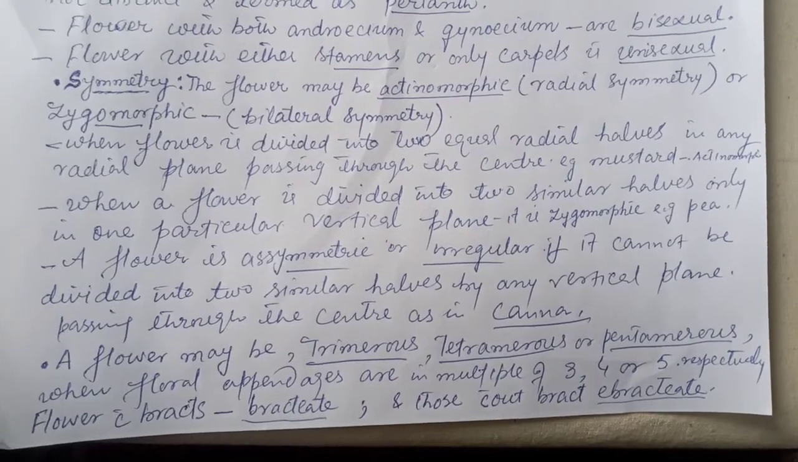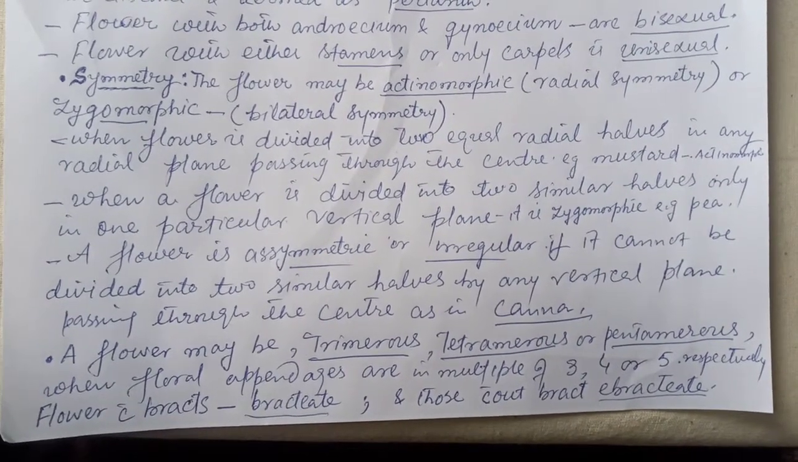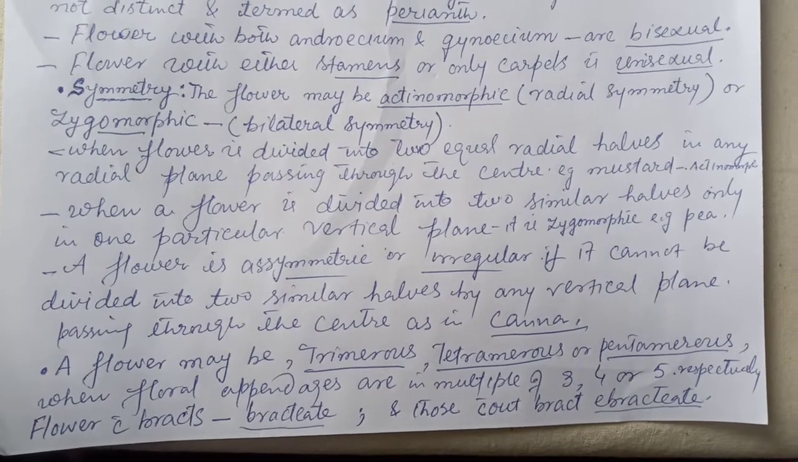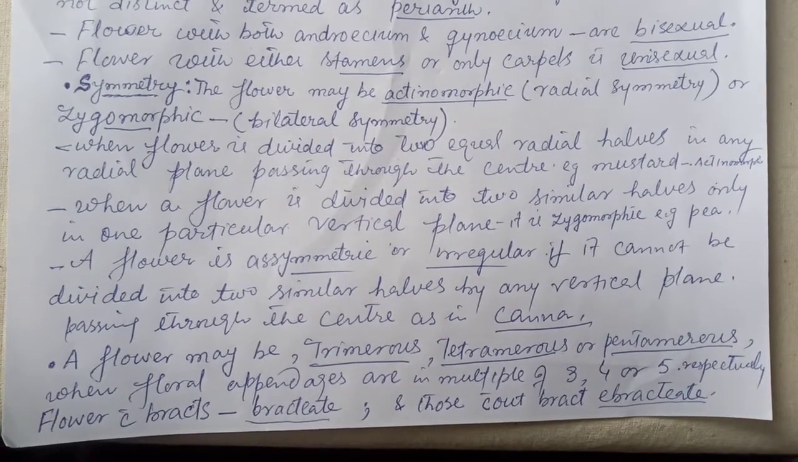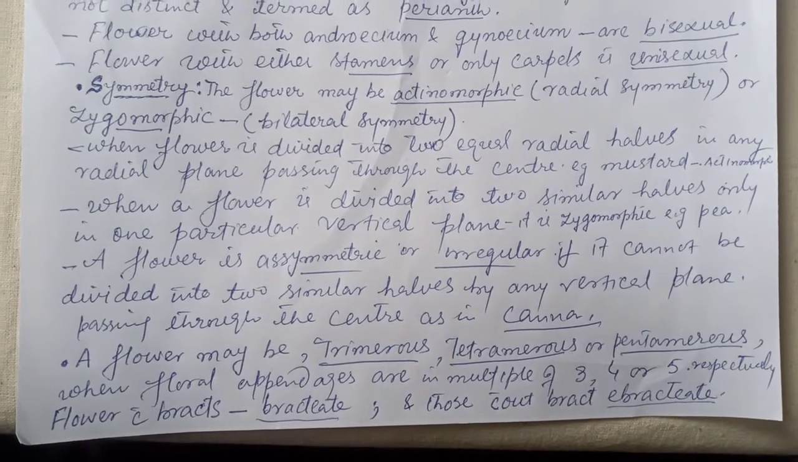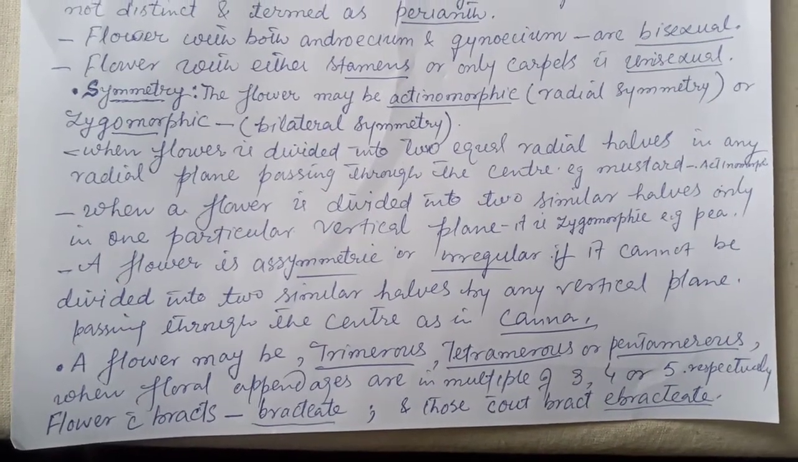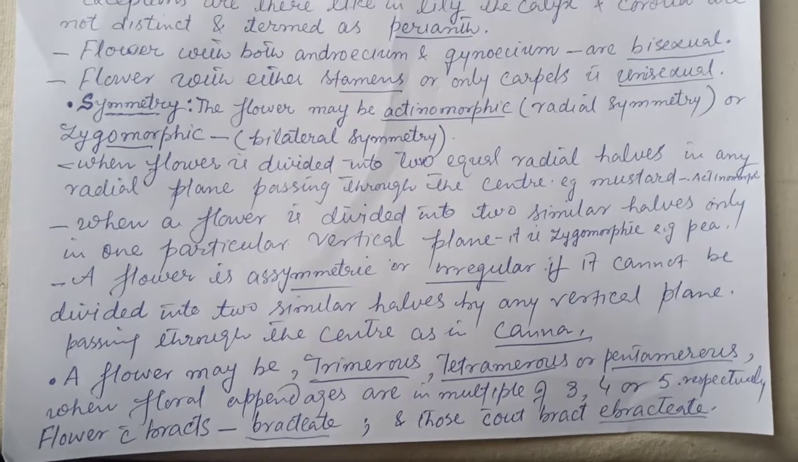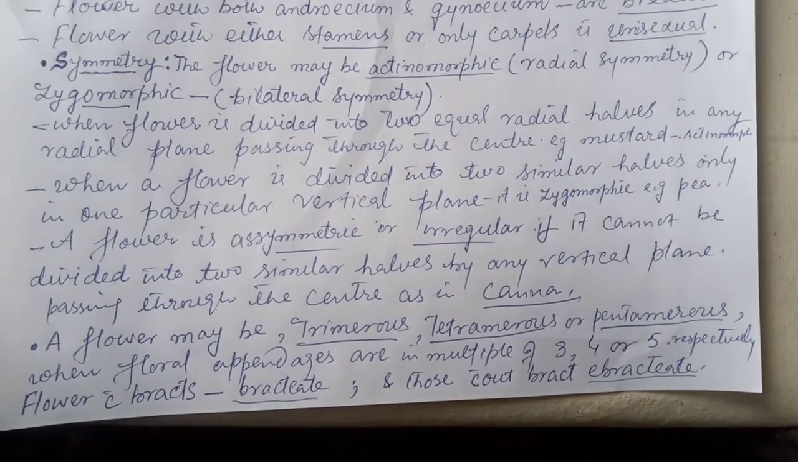A flower may be trimerous, tetramerous or pentamerous when floral appendages are in multiples of 3, 4 or 5 respectively. And a flower with bracts is known as bracteate, and those without bracts are ebracteate.